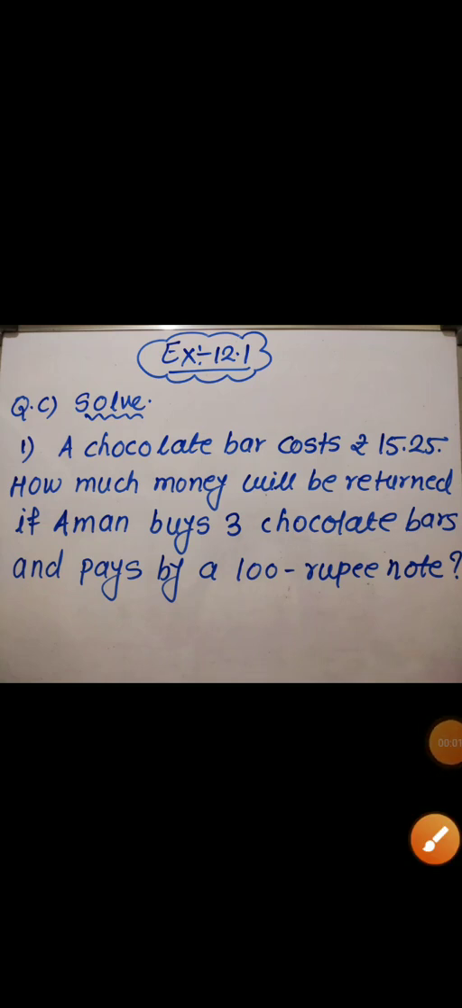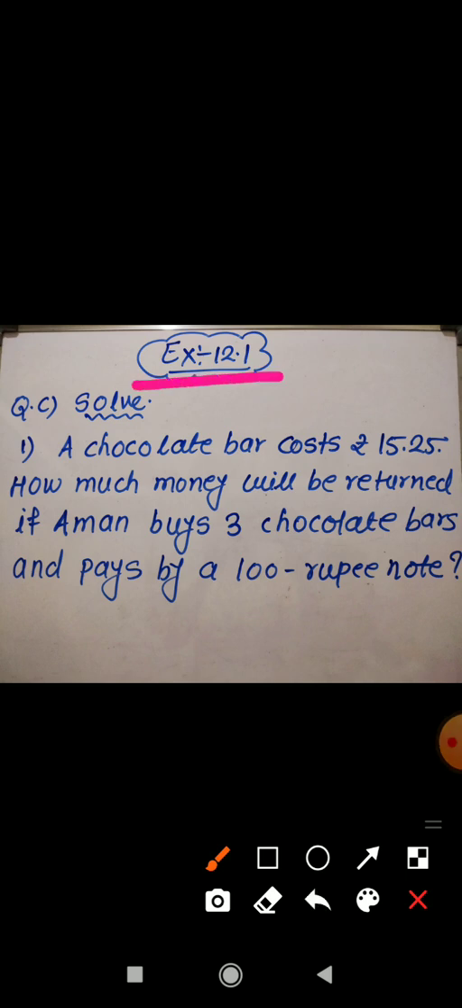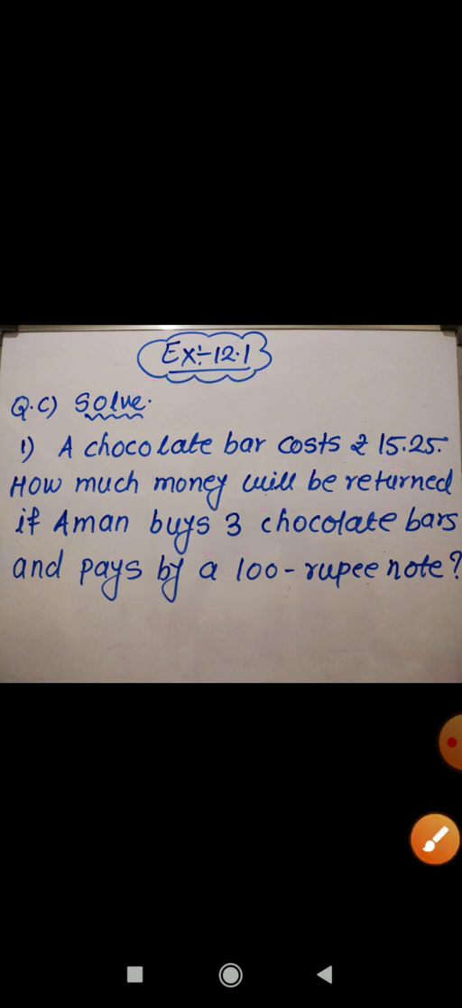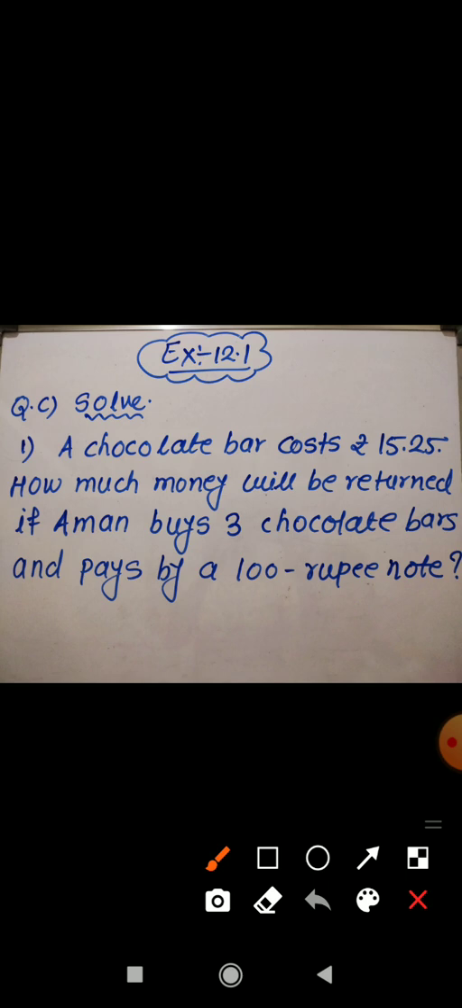Students, in this video I am going to explain the first and second word problems of exercise 12.1. See the first question. A chocolate bar costs rupees 15.25. How much money will be returned if Aman buys 3 chocolate bars and pays by a 100 rupees note? Let us first understand what we are given.